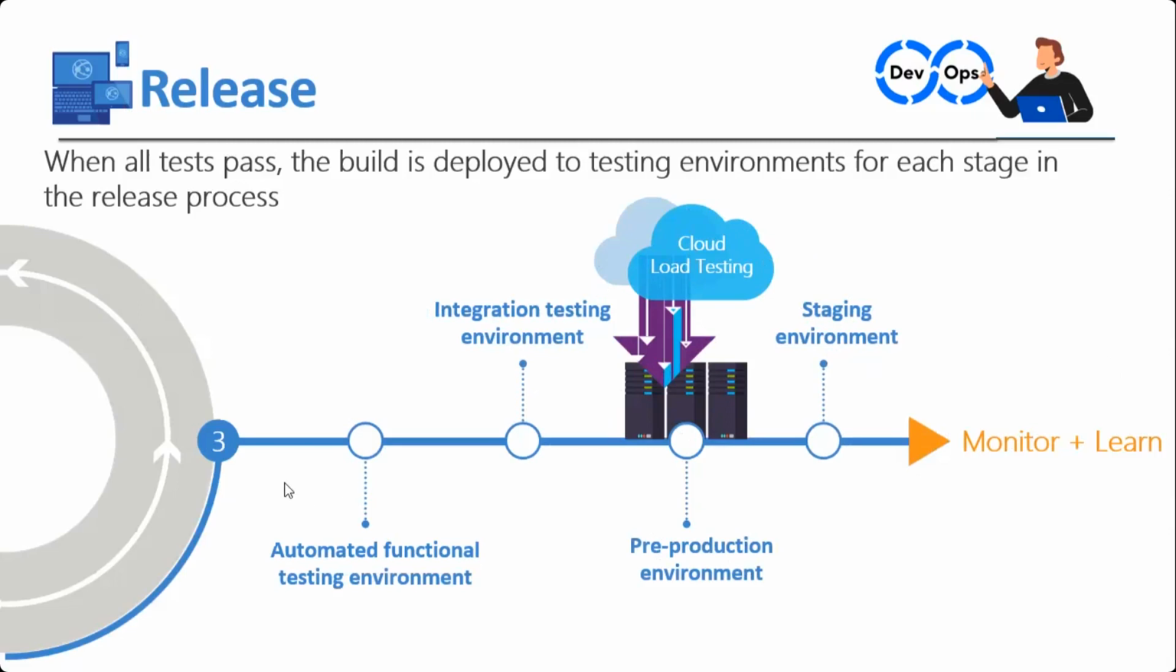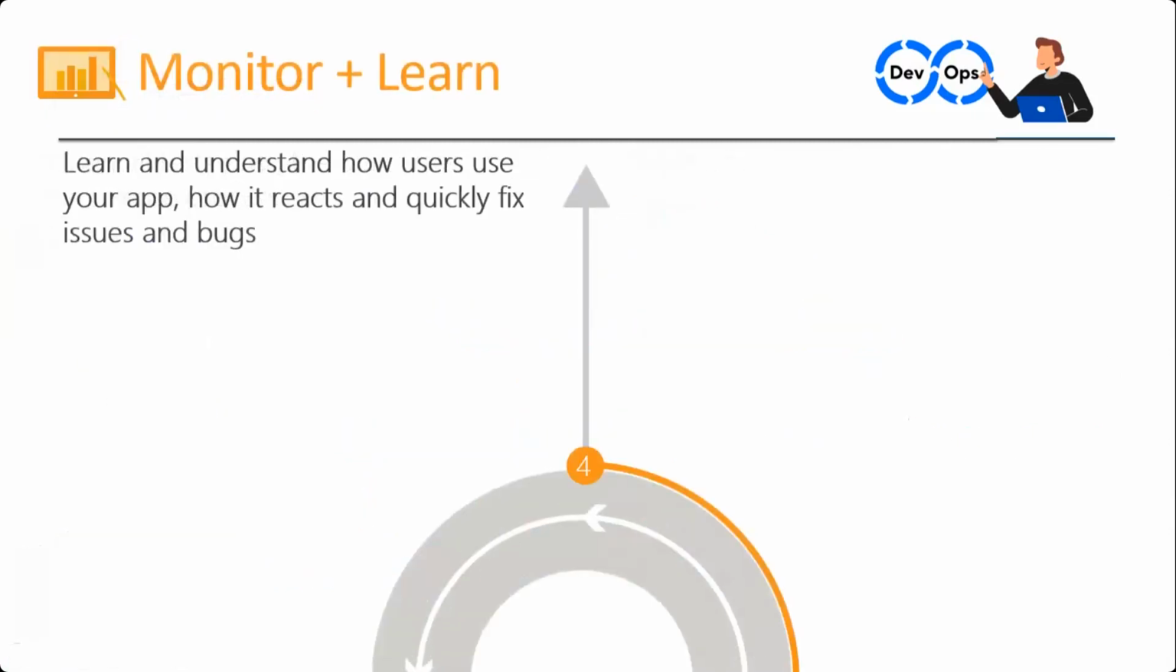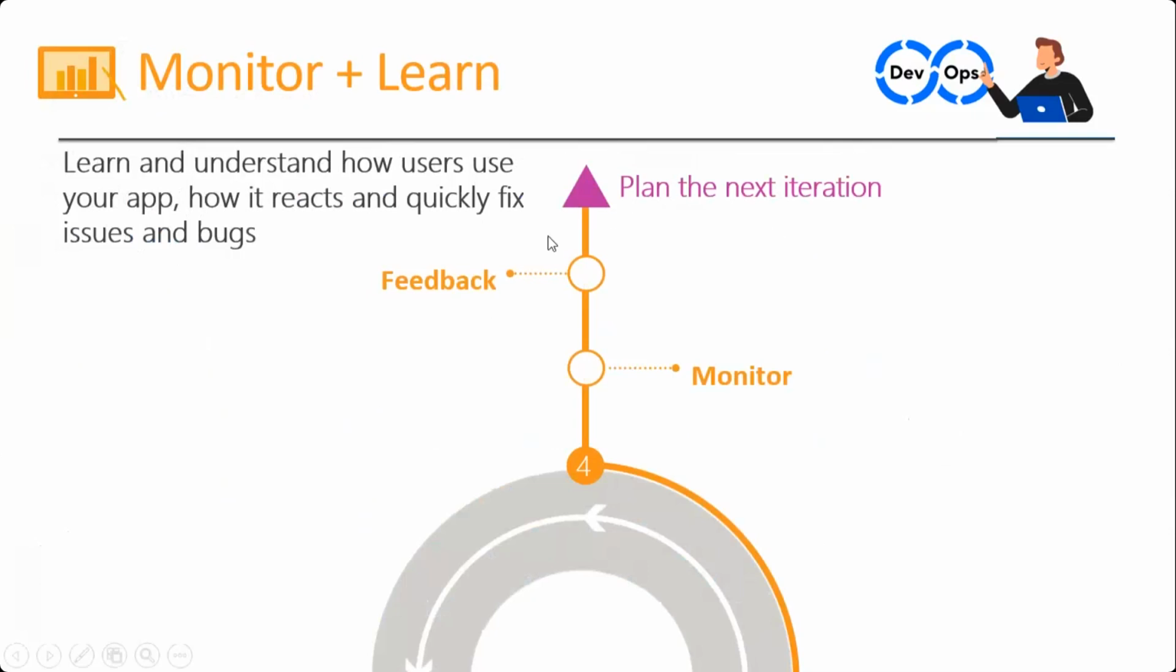So then we move to monitor and learn. Learn and understand how users use your application, how it reacts, and quickly fix issues and debug. This is one of the important stages in the DevOps process, to maintain and to improve the application after it has been deployed.